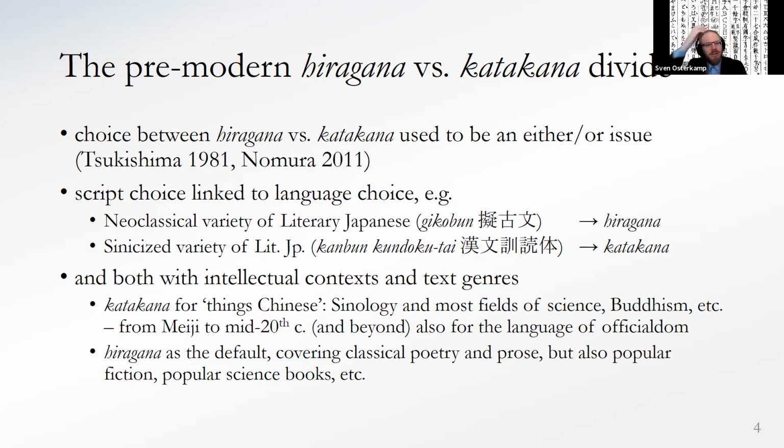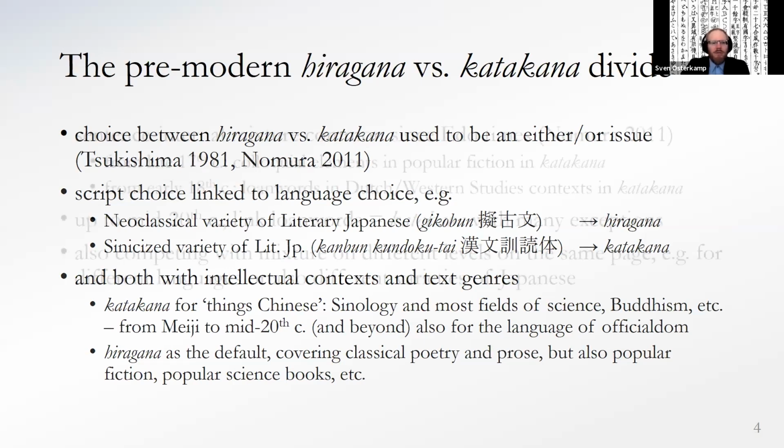Unsurprisingly, in view of its origin, katakana used to be associated with things Chinese. So sinology and most other fields of science, Buddhism, and so on, but also from Meiji times onwards, and chiefly up until the mid-20th century, katakana was also the default kana used to write the language of officialdom, starting with the Meiji Constitution and all sorts of law texts, for instance, some of which even made it into the 21st century. Hiragana, in contrast, was the default in a sense, covering not only classical poetry in prose, but also popular fiction, popular science books, as opposed to more technical works for specialists, and so on and so forth. It was also typically learned first.